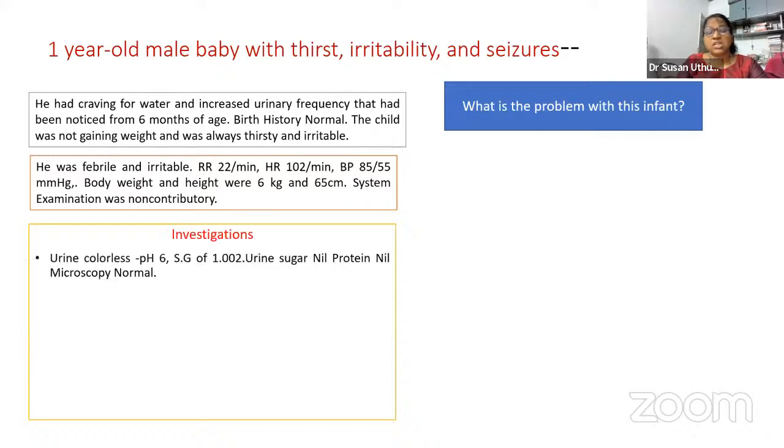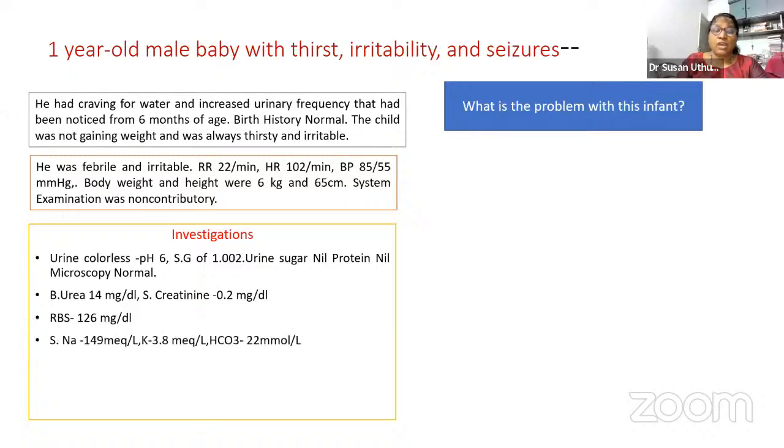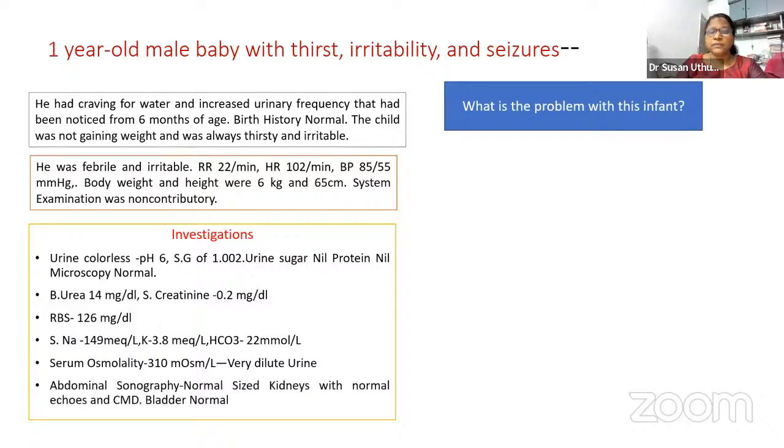Going on to investigation, the urine was colorless, looking almost like water with a very low specific gravity. Urine microscopy, protein, sugar, everything is normal. The RFT is normal. And actually, you can see that the creatinine levels are very low in these patients because of the large volume of urine that is being passed. The sodium in this baby was 149, and the bicarbonate and potassium were normal. The serum osmolality is 310, and the urine is very dilute.